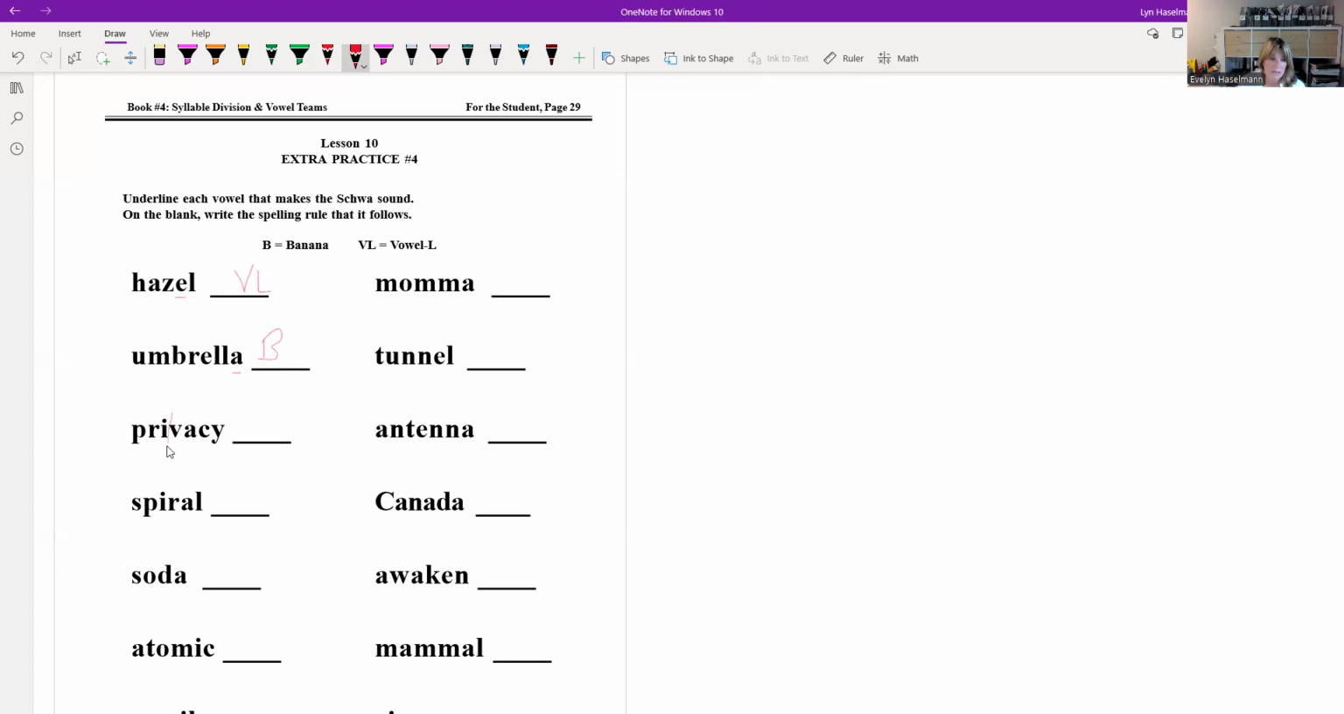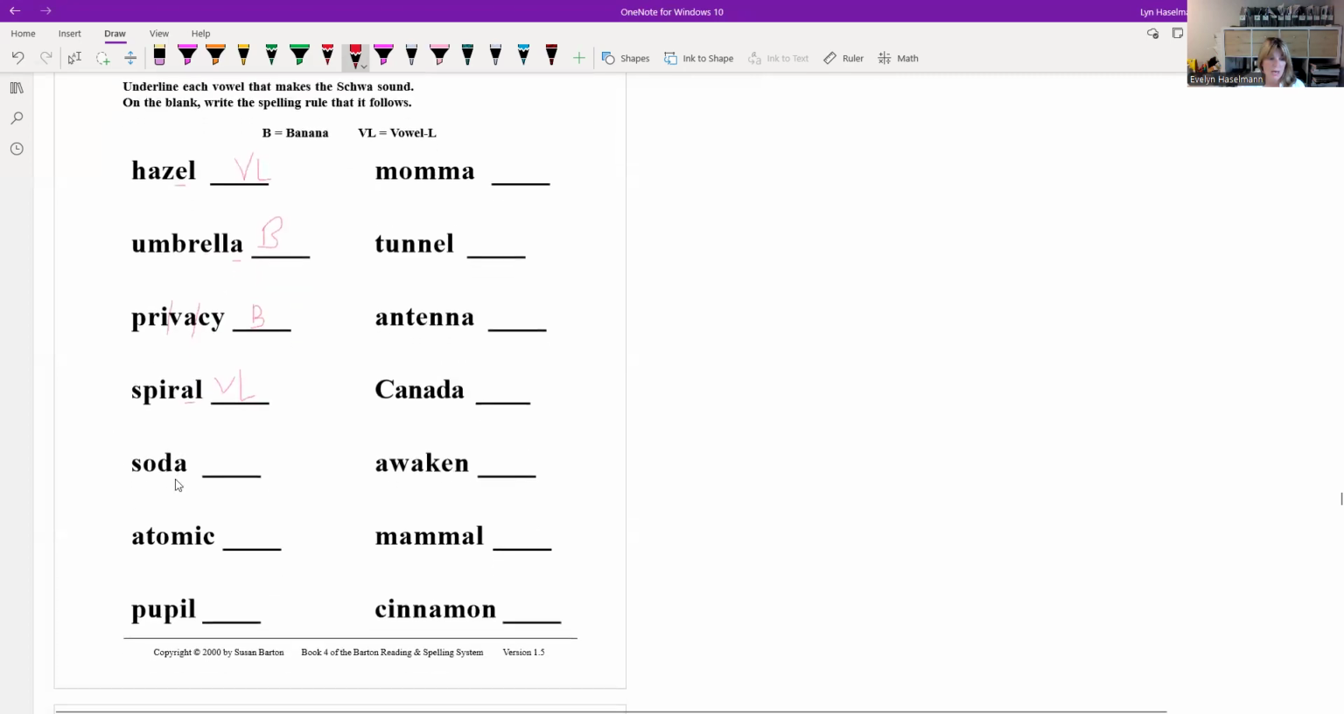Now this word would divide like this. Here's your schwa right here. So this is another banana rule. Privacy. Spiral, this is a vowel L. Those are pretty easy to spot. Soda, this is banana. That is a banana. Pupil, here's your vowel L. Mama, here's your banana. Tunnel, vowel L.